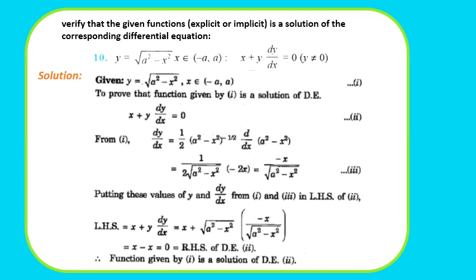So differentiating equation 1, we get dy/dx = (1/2)(a² - x²)^(-1/2) times the derivative of a² - x², which will be equal to -x/√(a² - x²). So putting this value of y and dy/dx in the given differential equation LHS, we get LHS = x + y dy/dx = x + √(a² - x²)·(-x/√(a² - x²)), which is equal to x - x = 0, which is our right hand side. Hence we can say that y = √(a² - x²) will be a solution of the given differential equation. Clear? So pause and note down the solution.